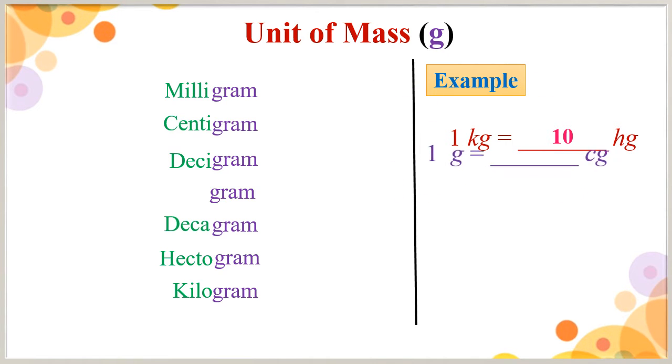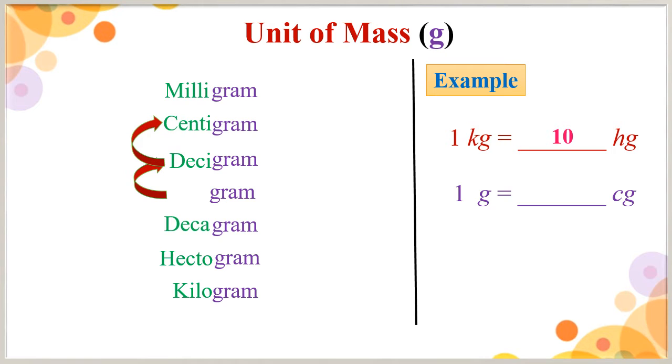And the second one, 1 gram equals dash centigram. Here we are going to convert a bigger unit to a smaller unit. So now we count the intervals: gram to decigram is 1 and decigram to centigram is 2. So 10 into 10 will get 100, that is 100 centigram.